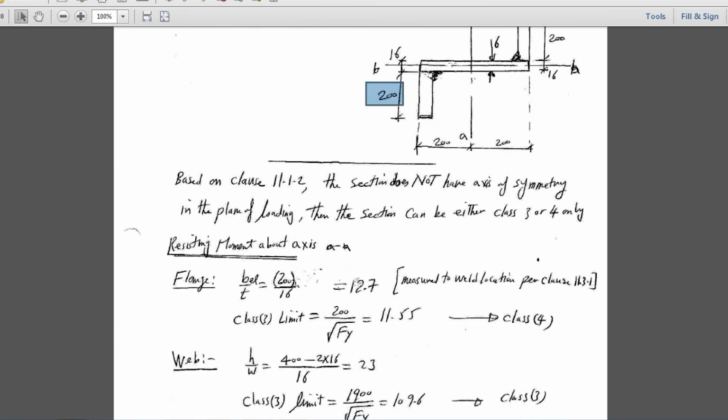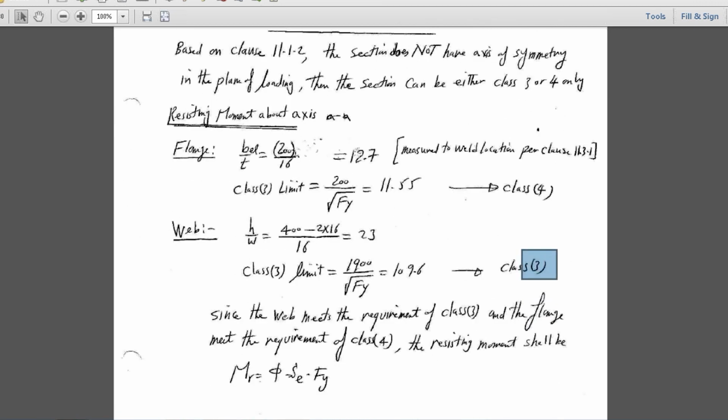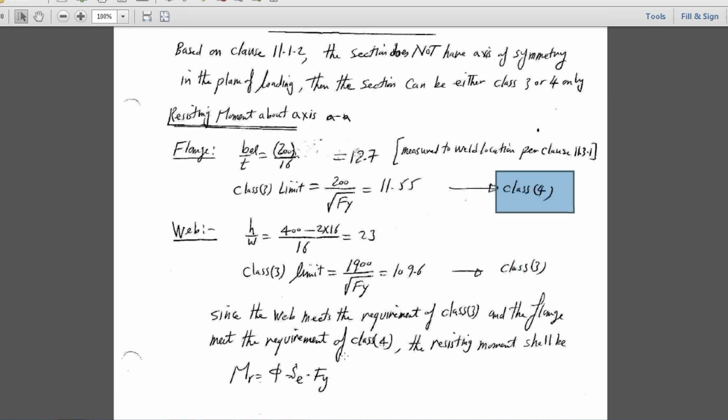But what about the web here? Does it meet the criteria for class 2, 3, or 4? Yes, we calculated h over w as 23, and the limit for class 3 is 1900 over 35, so it meets the criteria for class 3. So your problem here isn't the web. It's the flange. It doesn't meet the criteria for class 3, so it is class 4. So what is the corresponding resisting moment here? You need to calculate an equivalent elastic section modulus, Se.